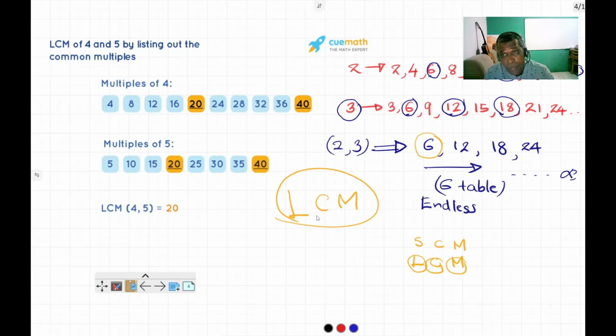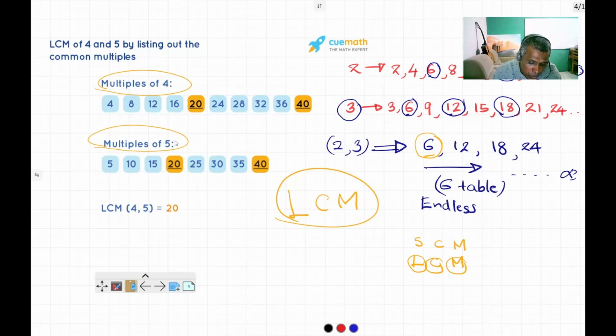Here we don't have a highest value. Why? Multiples are not going to end. There is an infinite number of multiples. We have only the least value. That's called LCM. First of all, we want to mark the multiples. All the multiples we have to write. If we are comparing two numbers, we write the multiples of these two numbers here. 4, 8, 12, 16, 20, 24, like that we want to mark. Next number is 5. Multiples of 5: 5, 10, 15, 20, like that we are marking.